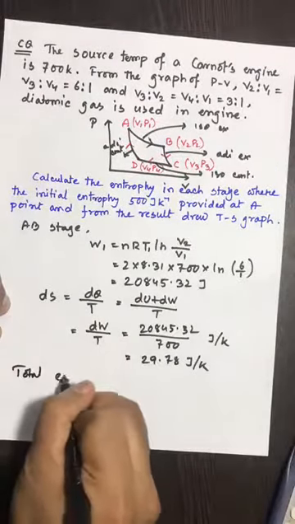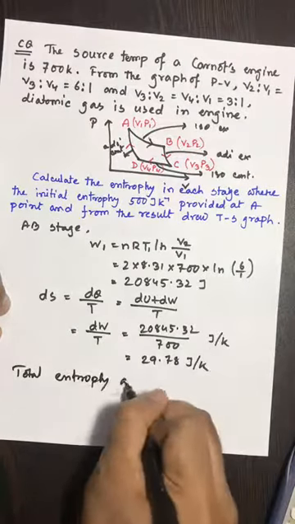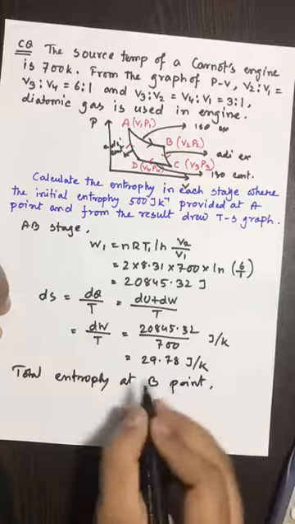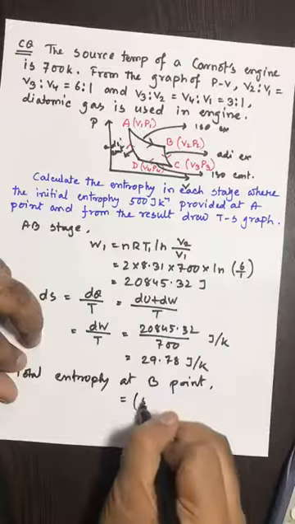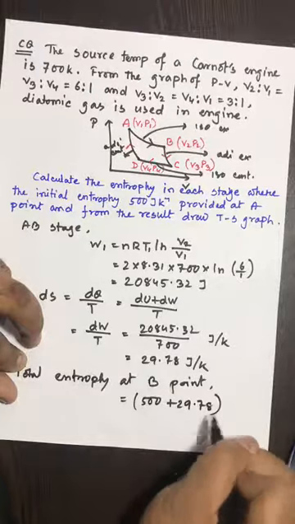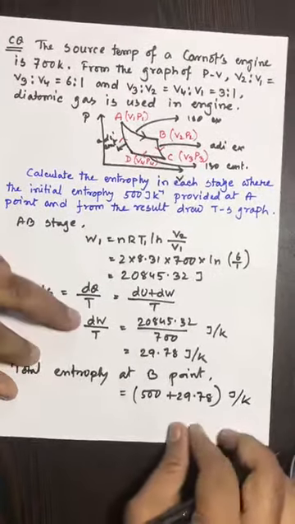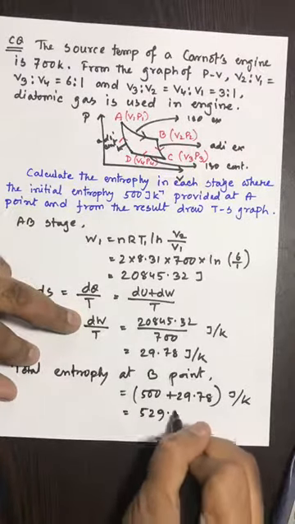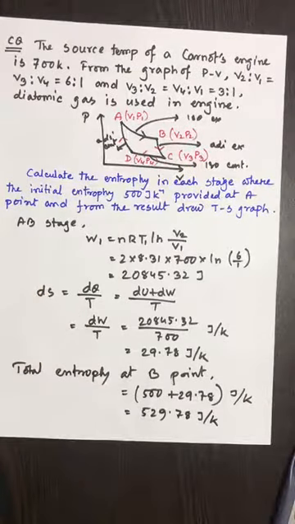So the total entropy at point B: the initial entropy at A is 500, and 29.78 is added here, in joule per Kelvin. You see that? So it comes to 529.78 joule per Kelvin.